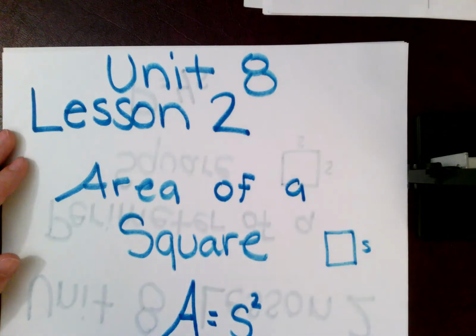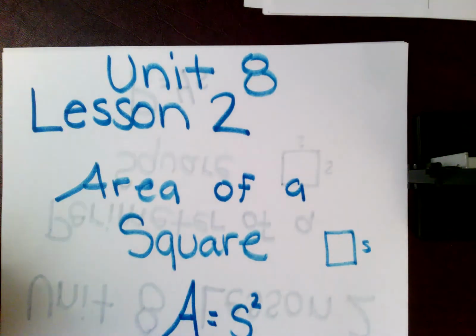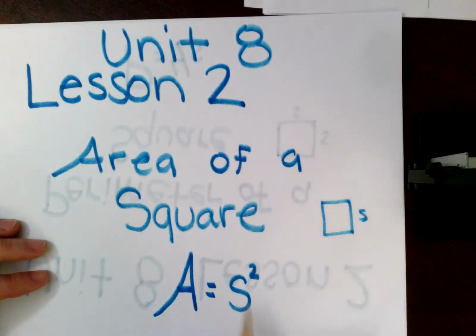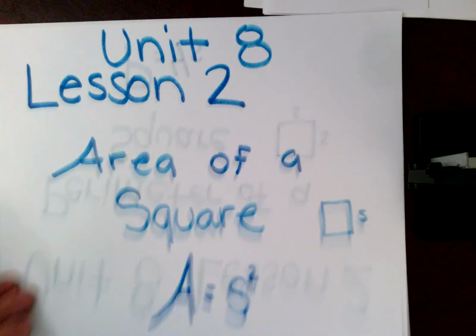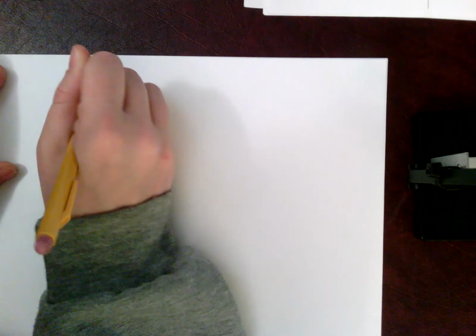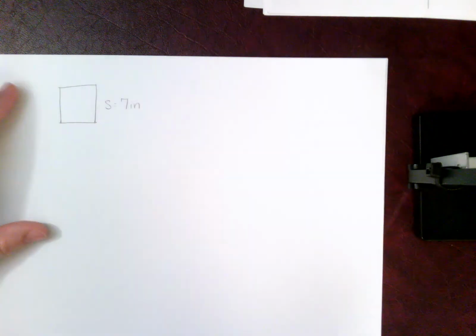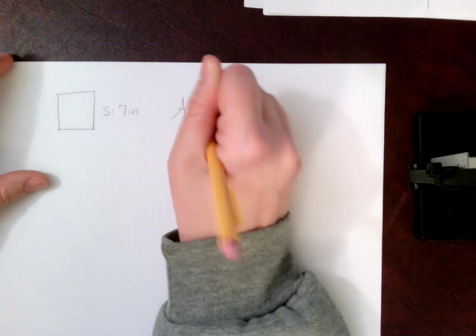In this video, we're going to be going over Unit 8, Lesson 2, reviewing how to calculate the area of a square using the formula area equals side squared, or the length of the side squared. So for our practice problem, we are going to be using a square with a side of 7 inches. Now let me write down our formula, area equals side squared.